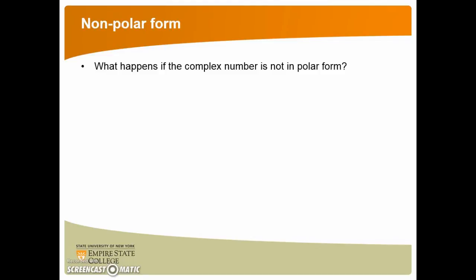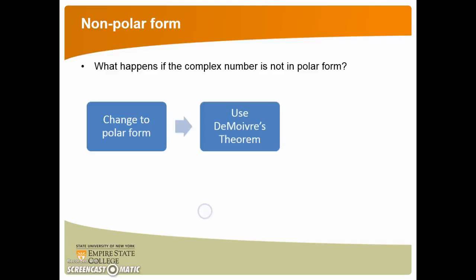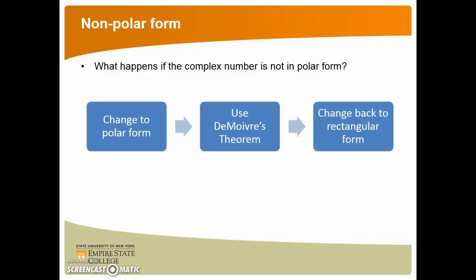What happens if our complex number is not written in polar form? Not to worry, we can use the following process to find our complex power. Convert the complex number to polar form. Use de Moivre's theorem to find the power in polar form. Usually, math teachers like the answer written in the same format as the original problem. So we will convert our answer back into rectangular coordinates.